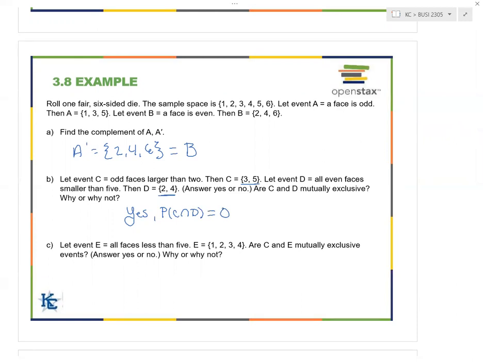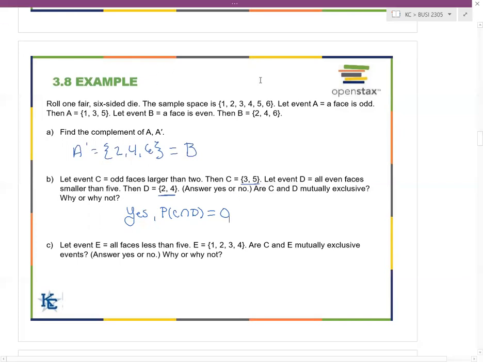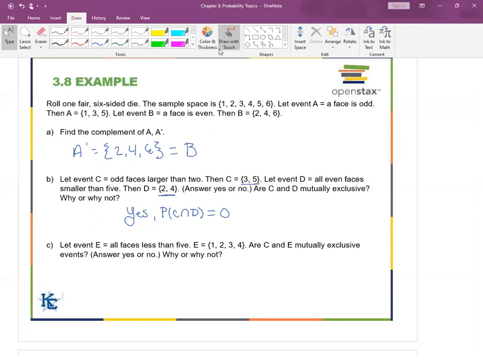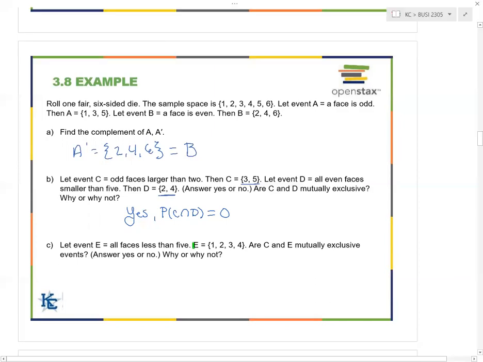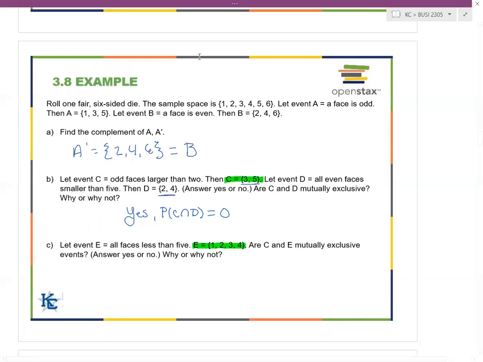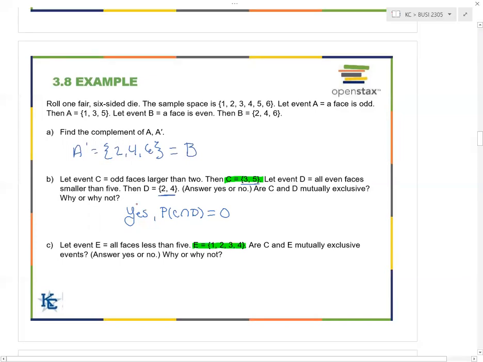Okay. Let event E equal all faces less than 5. Are C and E mutually exclusive? So now we're comparing C and E. We're looking at E and we're looking at C, and we see that they do have something in common, right? C and E have 3 in common. Okay, so the answer is no, they're not mutually exclusive. And that's because the probability of C intersect E is not equal to 0.